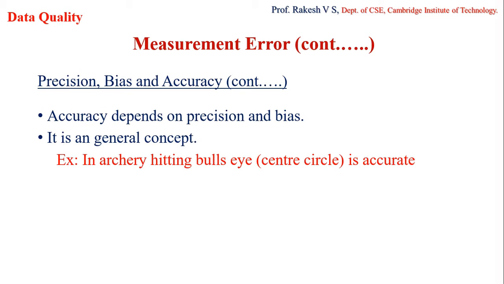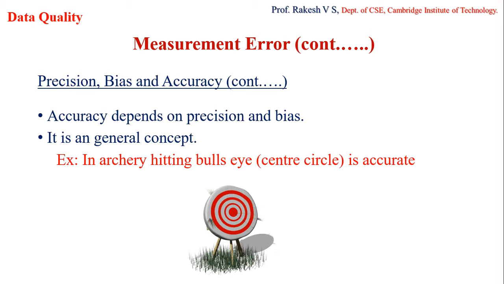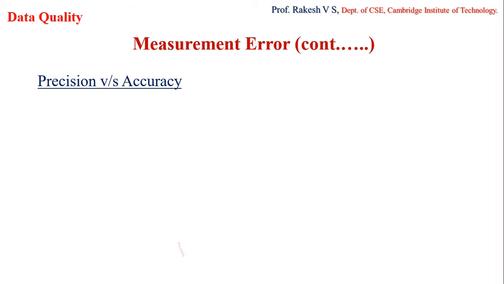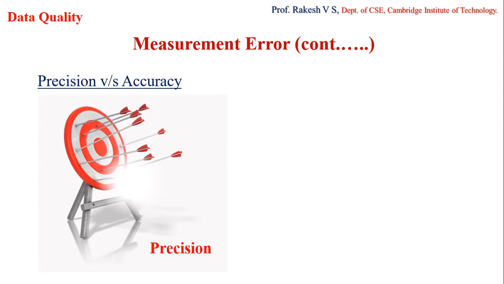For example, in archery, I can tell that accuracy is nothing but hitting the bullseye. When I say bullseye in archery, you know that it is hitting the center part, right? So that is what is accurate. Now let us have a comparison between what precision and accuracy actually are. When I say precision, in archery itself, how closely I'm to the center of the circle, or how close I'm to the bullseye, is what is precision.